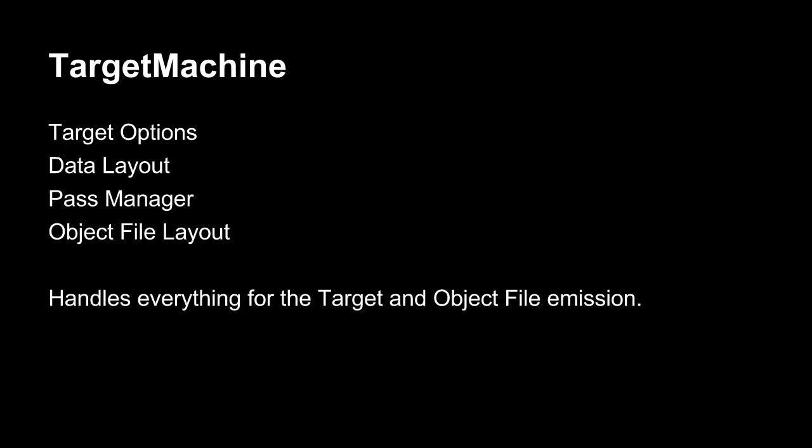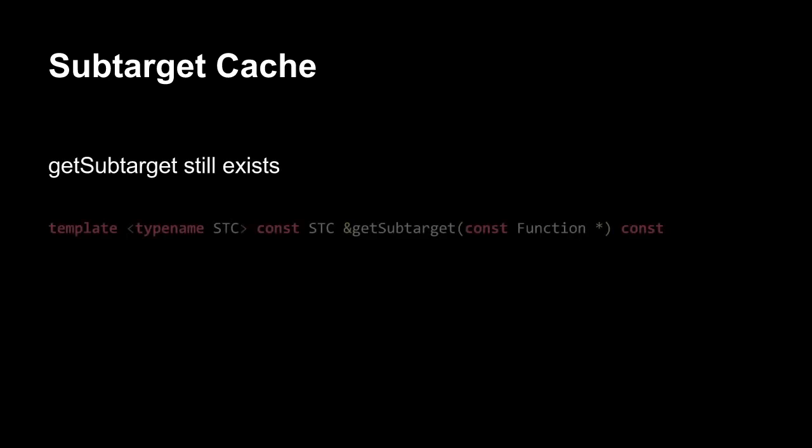So you notice the subtarget wasn't in this list back here, right? So I added a subtarget cache. Basically, we need some way to look up the subtarget based on our CPU, based on our feature string, based on all of these things. What are we going to do? Well, get subtarget still exists. You can still get the subtarget when you need it, except it's a little different.